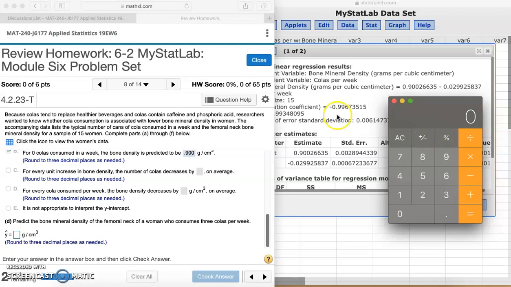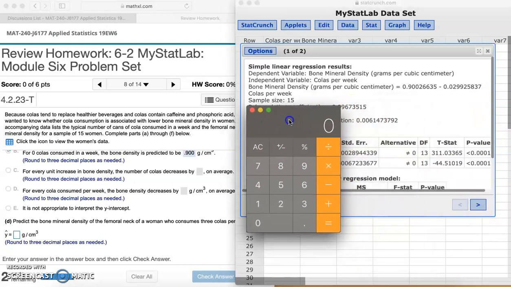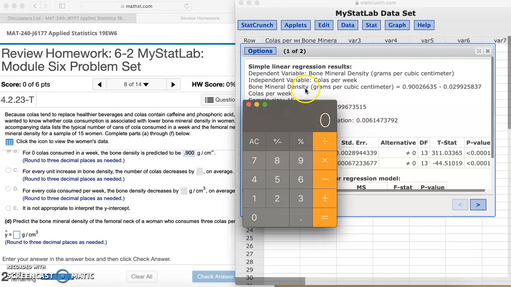So we're going to just plug in 3 for right here. See where it says colas per week. And this is our equation. This is your Y and this is your X. I know it looks really long here.